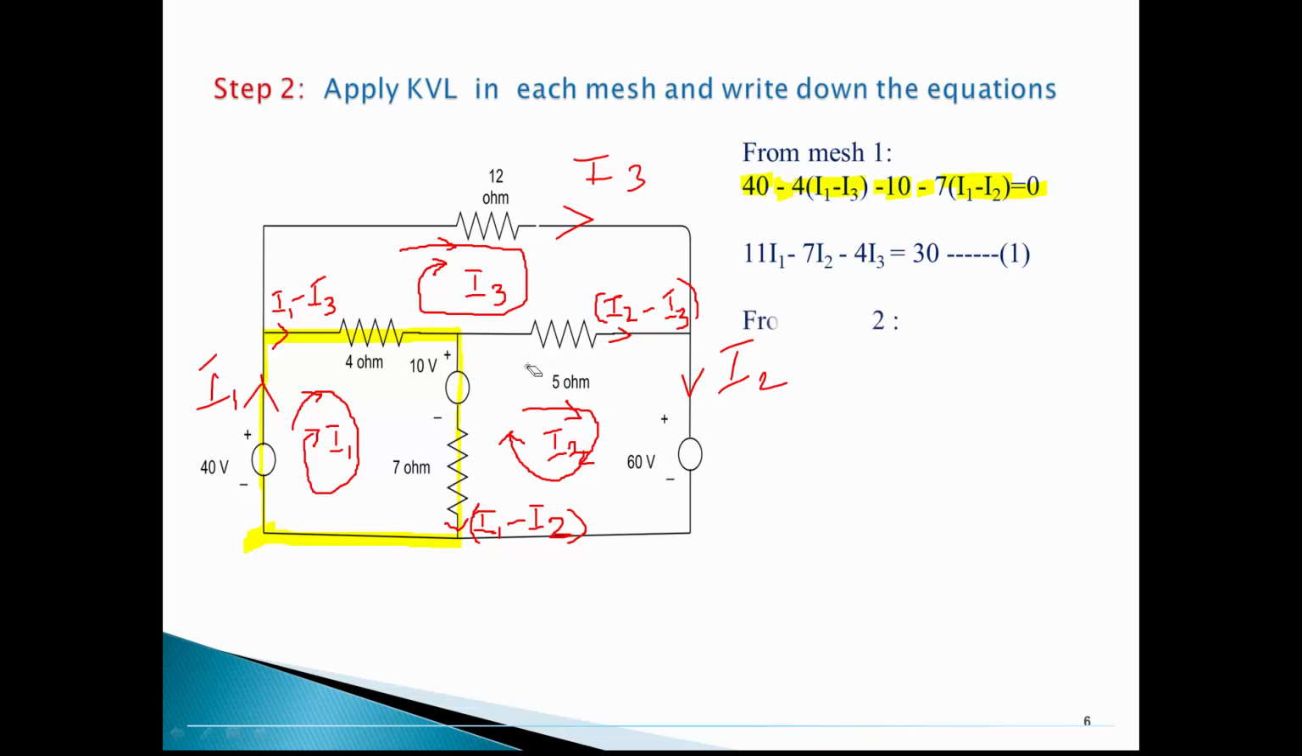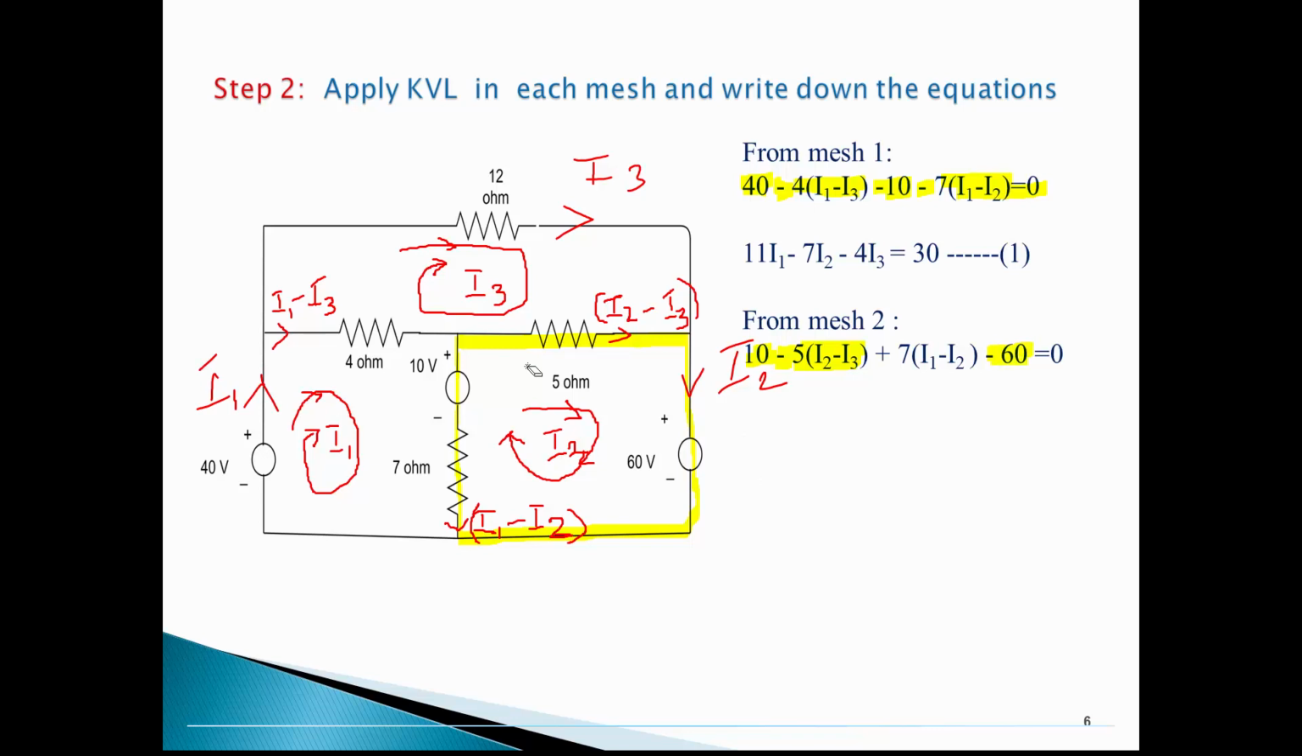Then moving to mesh number 2, I'm taking this as loop number 2 and writing down the equation. Let me start from this 10 volt source. Loop current 2 leaving positive of this 10 volt source, plus 10 here. Then moving on this side, this 5 ohm branch current I2 minus I3 is in the direction of loop current I2, so that is minus. The drop is 5 times I2 minus I3 voltage drop. Moving downward, this loop current I2 leaving negative of this voltage source, so minus 60 is represented here.